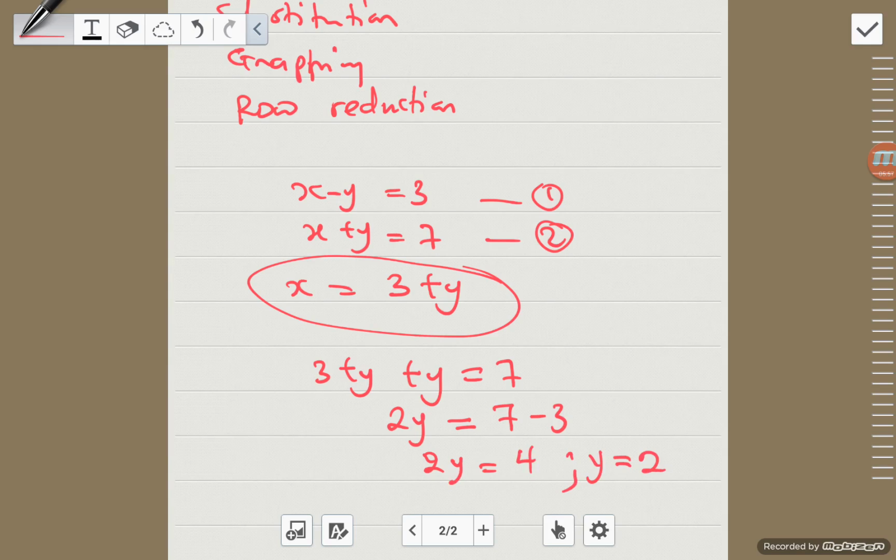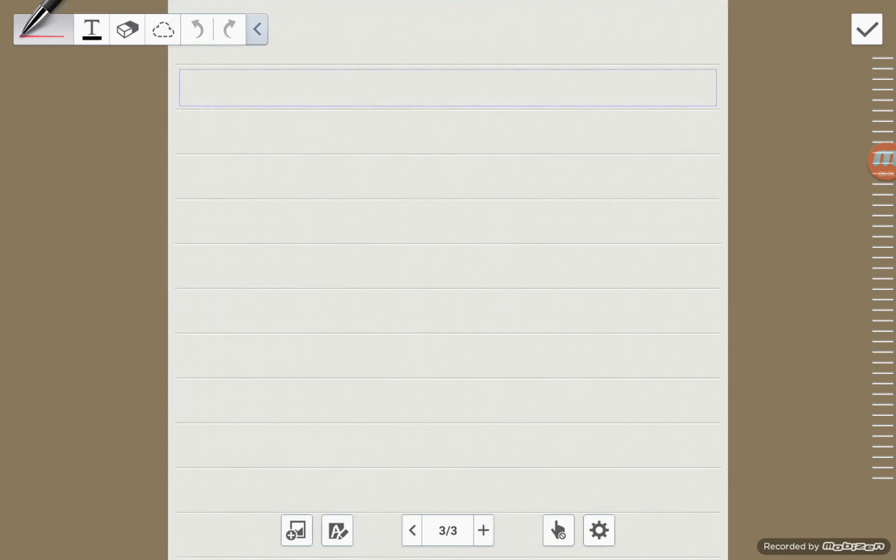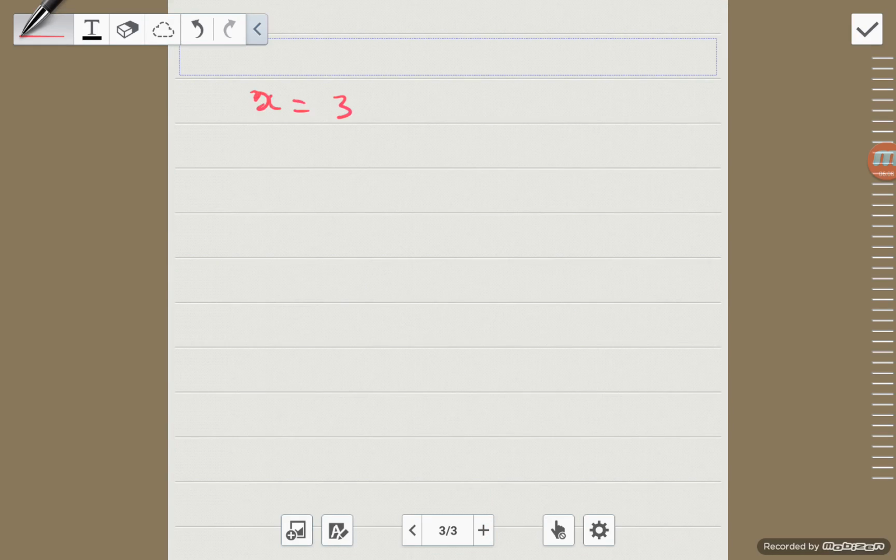After finding the value of y, we substitute this value into x equals 3 plus y. We know that y equals 2, therefore x equals 3 plus 2, which equals 5. So the solution set to this problem is (5, 2). That is for the substitution method.